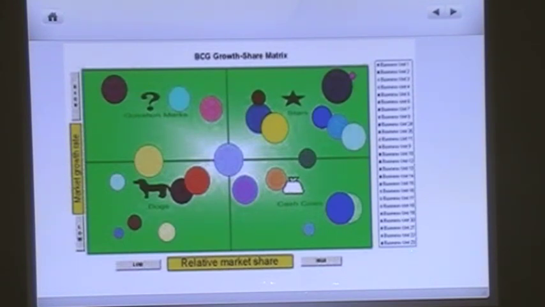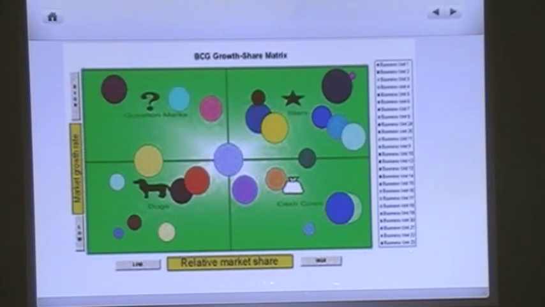So on the horizontal side you have relative market share, and on the vertical side you have market growth rate. Now the growth share matrix, also called the BCG matrix, is a tool which uses relative market share and industry growth rate factors to evaluate the potential of a business brand portfolio and suggest future investment strategies.